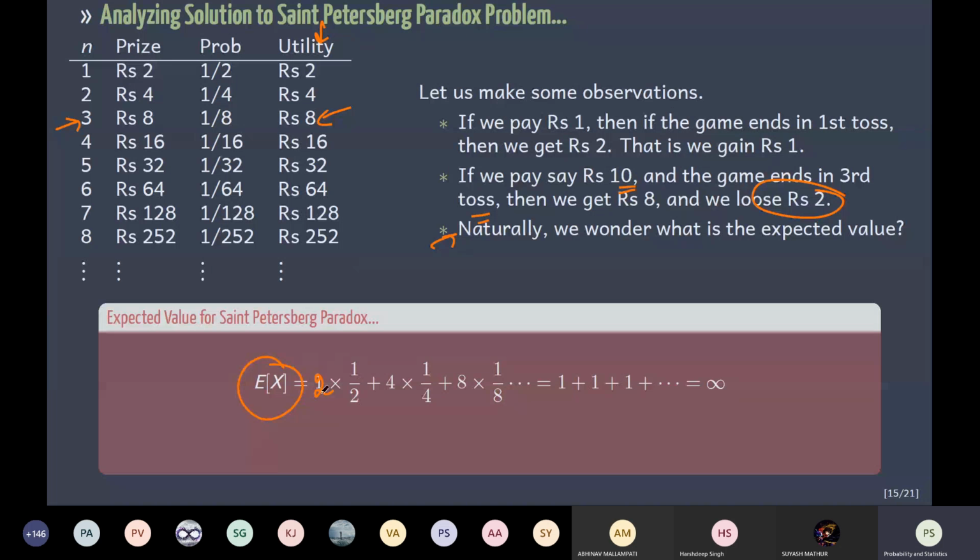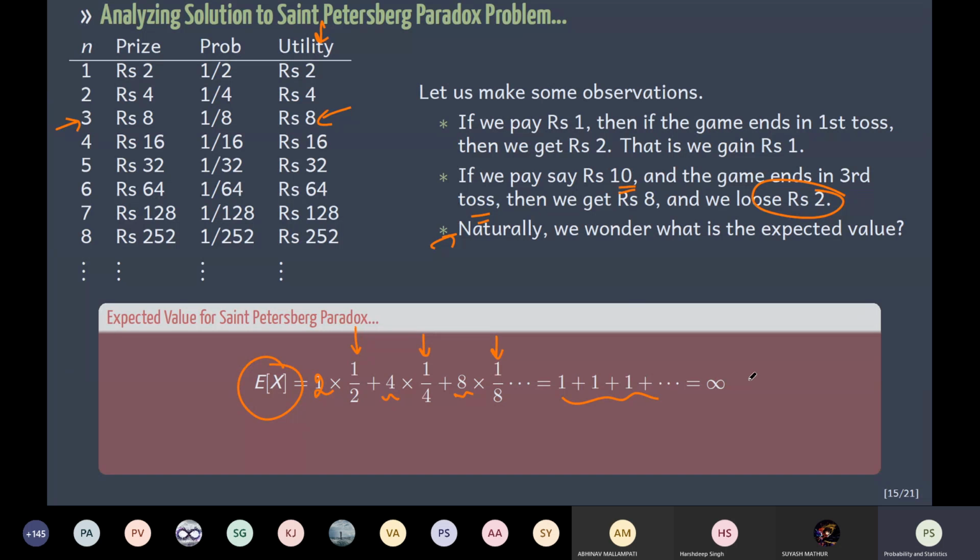So what I'm going to get as an output is 2, and the probability of that happening is 1 over 2. The second output is 4, and the probability of that happening is 1 over 4. And the third, I'm going to get 8, and the probability of that happening is 1 over 8. So if you compute this, then you get 1, 1, 1.